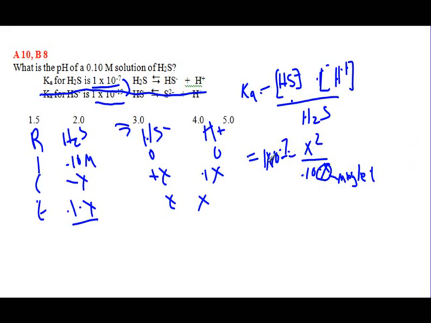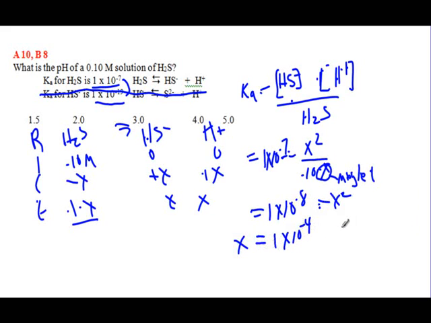So 1 times 10 to the minus 7 is equal to X squared over 0.1. I'm just going to change the exponent by 1. That becomes 1 times 10 to the minus 8th, and that is equal to X squared, right? So when I take the square root, what you should recognize is that the square root of 1 times 10 to the minus 8th, I just divide the exponent by 2, right? If I'm talking about exponents, it's going to be 1 times 10 to the minus 4.